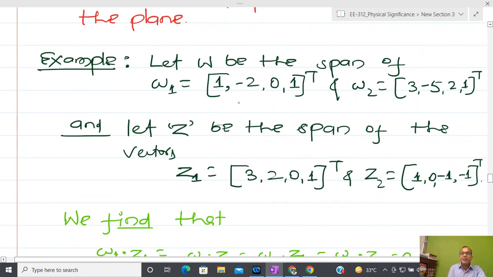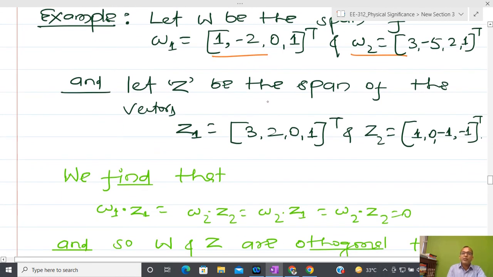Here, in the next example, suppose W is the span of these two vectors, and Z is the span of these two vectors. Here you can see that this is a four-dimensional vector space, because I have four components inside w1. Inside that four-dimensional vector space I have created a subspace spanned by the two vectors w1 and w2, and Z is spanned by z1 and z2. Now we have to check whether these two subspaces are orthogonal to each other or not. So how do we check that orthogonality?